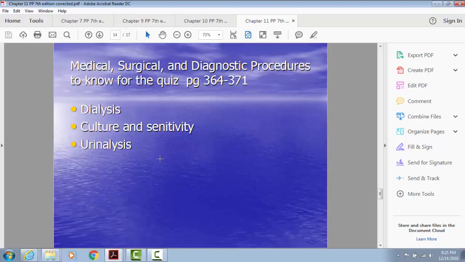The term urinalysis is on page 370. It's a urine screening test that includes physical observation, chemical tests, and microscopic evaluation. So it's basically a three-part test, and so we can tell a lot from the urine based on whether there's blood in it, if there's white blood cells, if there's glucose in the urine, lots of different parameters that can be tested.